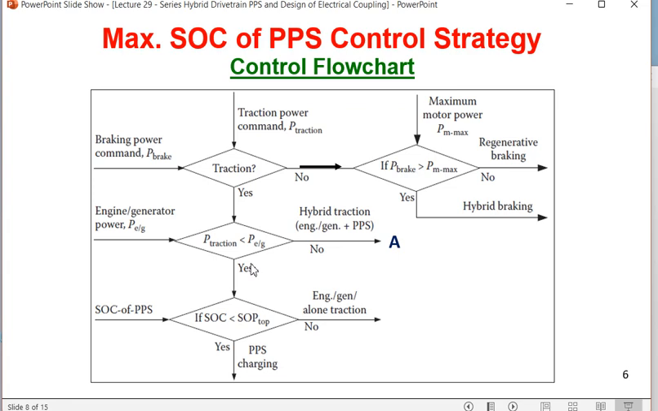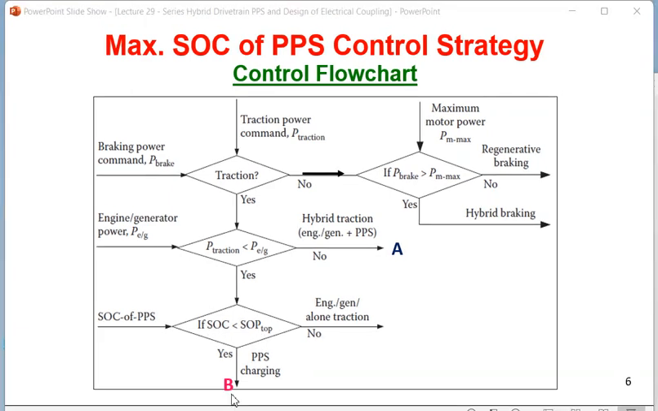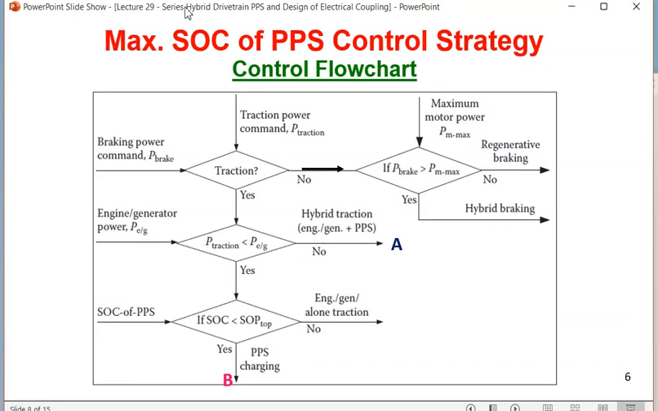When it is only engine based traction, we have to again see the SOC of the PPS. Whenever the traction power is less than the PE/G, the first thing we have to check is whether the SOC of the battery, or SOC of the PPS, is full or not. We check whether SOC is less than SOC top, where SOC top means the battery is 100% charged. If SOC is less than SOC top, answer is yes, that means there is still scope for PPS to charge. So the PPS charging will happen. This is case B.